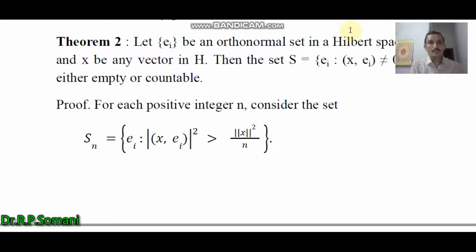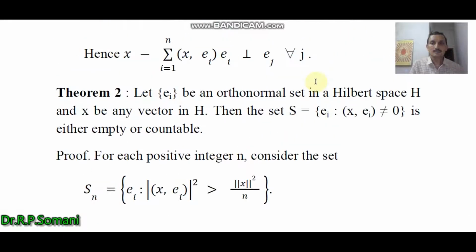Now we consider the second theorem. Let {ei} be an orthonormal set in a Hilbert space H and x be any vector in H. Then the set S = {ei such that ⟨x, ei⟩ ≠ 0} is either empty or countable. So for all such ei for which ⟨x, ei⟩ is non-zero, this set is either empty or countable. So we prove this.